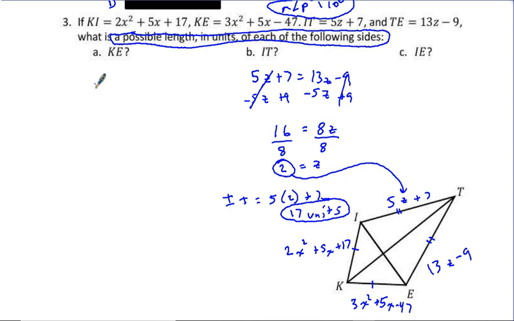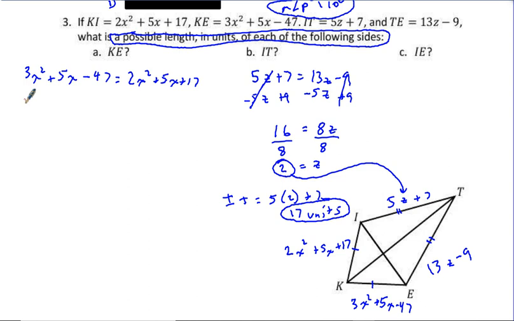Now I'll take a look at segment KE. Again, KI and KE are congruent, so we will start by setting those equal to each other. 3x squared plus 5x minus 47 equals 2x squared plus 5x plus 17. I'm going to change colors just to keep things straight. We'll go ahead and solve this equation.